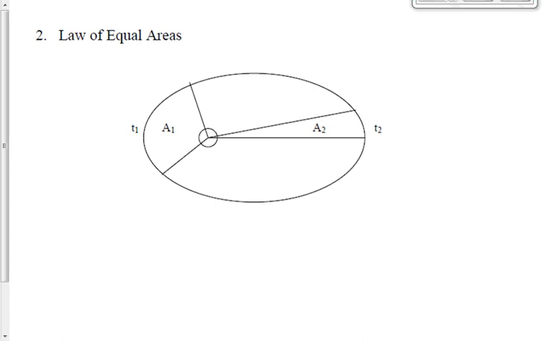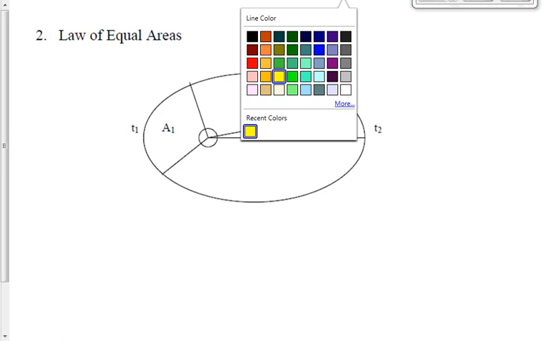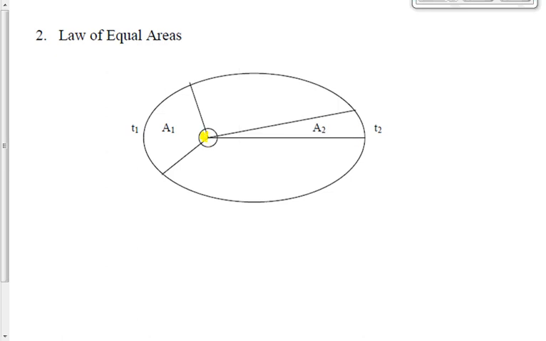Well, the good news is at least we've decided where the sun is. We don't have two suns anymore. We've got the sun drawn at this point at one of the ellipse's focal points. Let's color in the sun here so you know what's the sun. There's the sun. Here's the Earth.